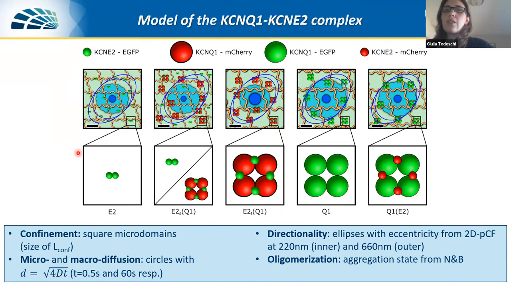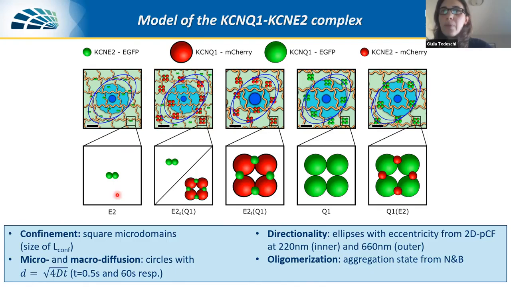Then we represented the micro and macro diffusion with these circles, respectively the dark blue and the light blue ones. And the diameter was the average distance in these 2 time scales. The directionality that we can get from the 2D PCF was represented by these 2 ellipses, where the eccentricity of the inner one is the eccentricity from the short range of the PCF, and the outer one is the eccentricity of the largest range that we consider for the 2D PCF.